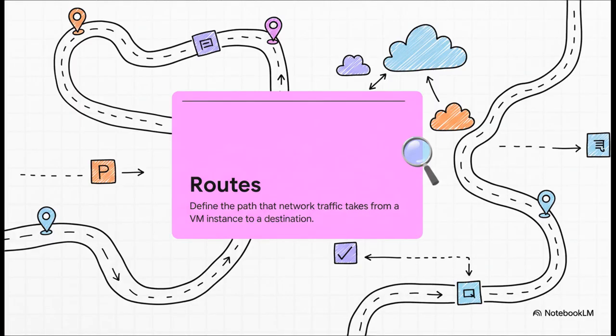It's really that simple. A route is just a rule. It says, hey, if a packet of data is trying to get to this destination, you need to send it to that next hop. It's basically the GPS for all your network traffic.